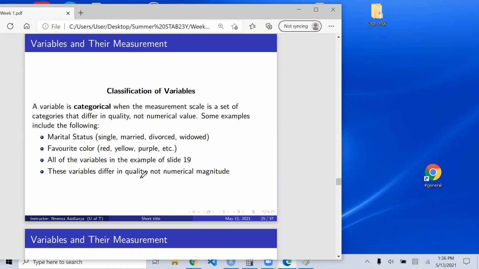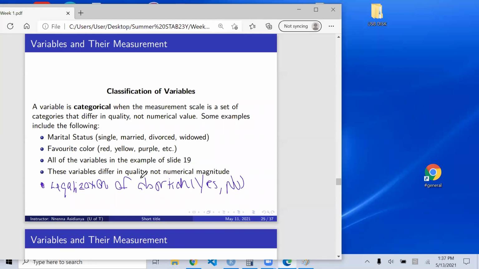Okay, so a variable is categorical when the measurement scale differs in quality, but your outcomes are not themselves numerical, right? Gender is an example where you don't have a numerical outcome, but you can see clearly different categories. So when you have different categories, but it is not numerical, this is a categorical variable. For instance, opinion on abortion, I'll add this here, because that was our very first example. So legalization of abortion: yes, no, right? This differs in quality because you cannot say yes and no at the same time, but there is no numerical order or numerical value here.